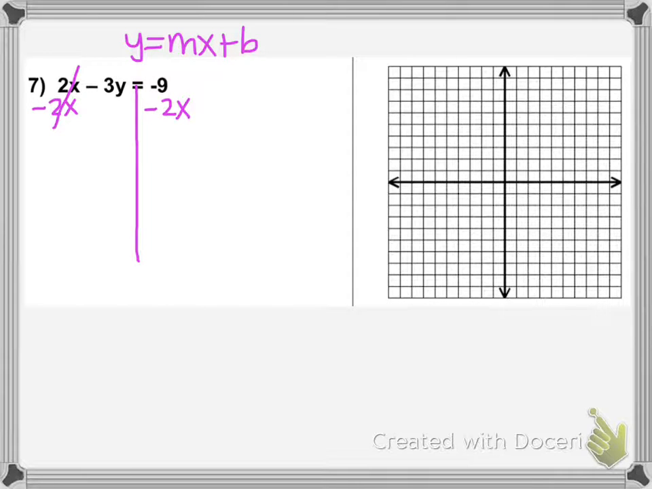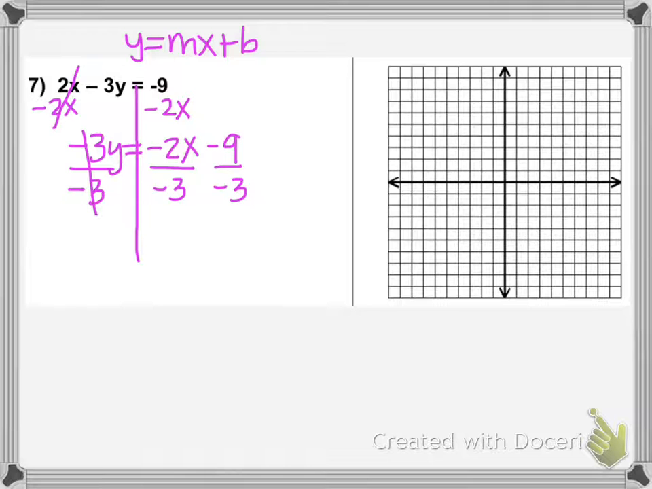We get negative 3y on the left equals negative 9 and negative 2x. They are not like terms, but I do want to list the x term first, that negative 2x, and then follow it with my constant, that minus 9. Step 2 is divide every single term by the coefficient of y, which is negative 3.